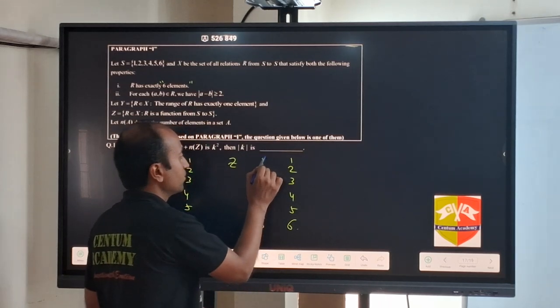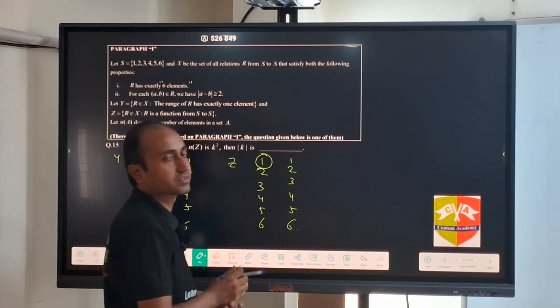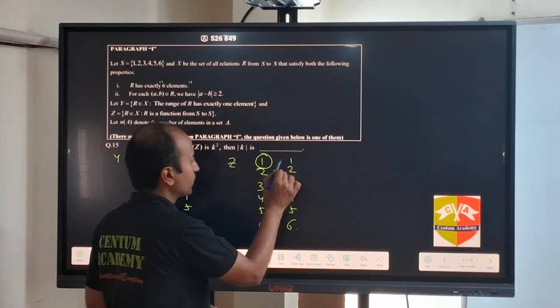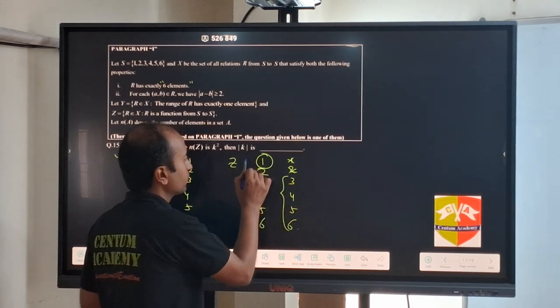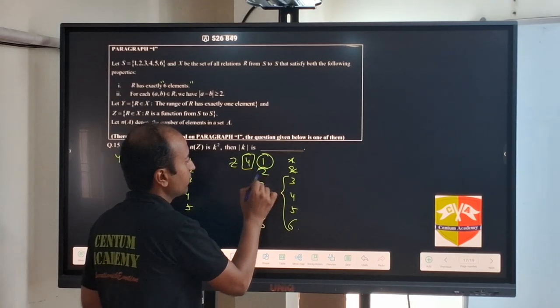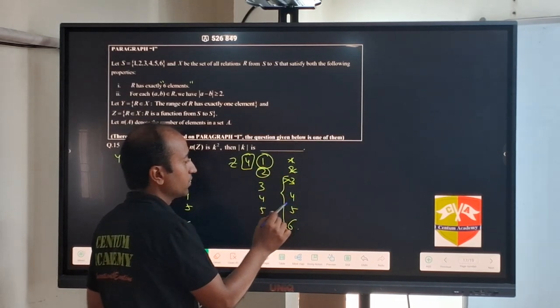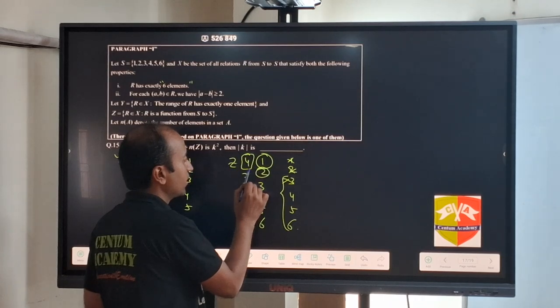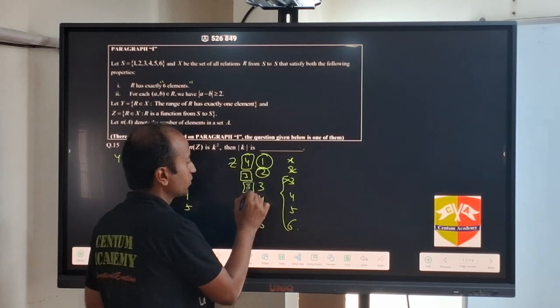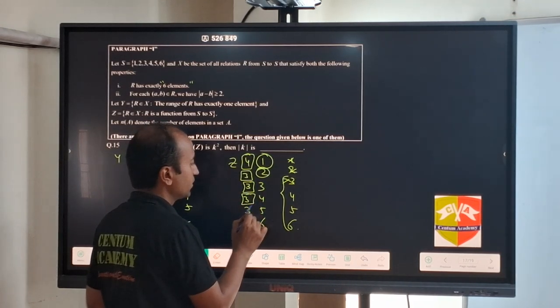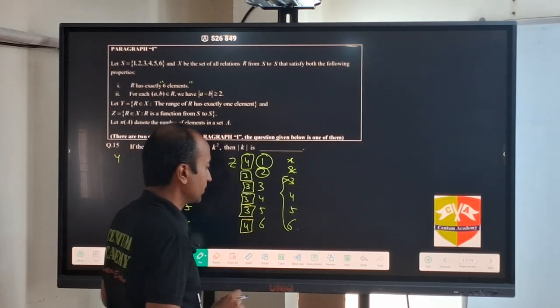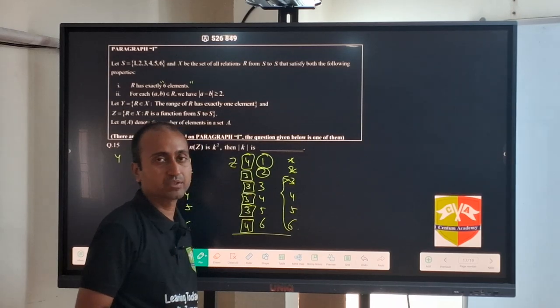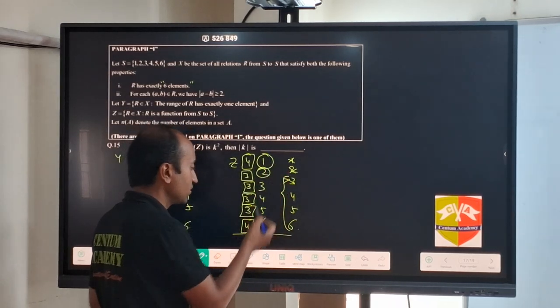then how many choices do I have for the output of 1? The number of choices for output for 1 is, this cannot be the output, this cannot be the output. We can have 4 outputs, so 4 choices. Similarly for 2, these 3 cannot be the output, then 4, 5 or 6, there are 3 outputs. Similarly, 3 possible outputs for this, 3 possible outputs for this, and 4 possible outputs for this. So in total, using the fundamental principle of counting, how many choices of functions do we have?